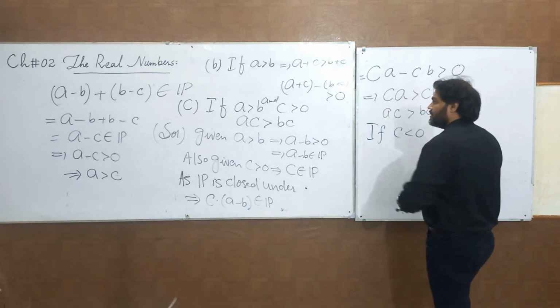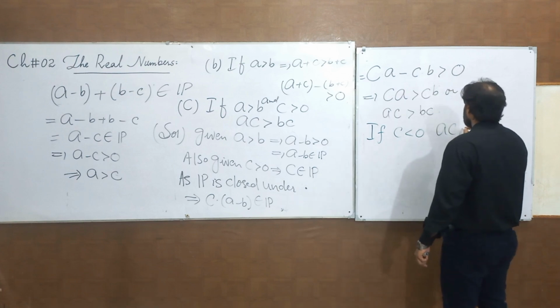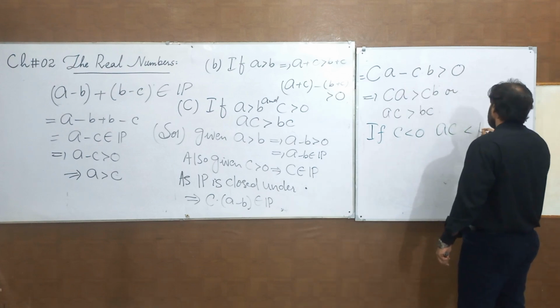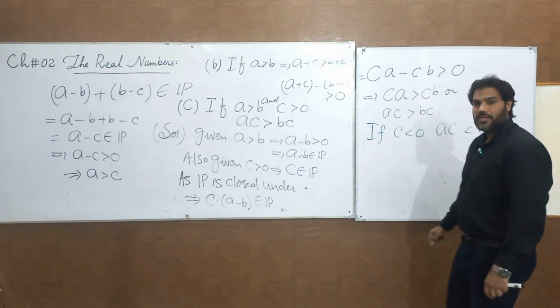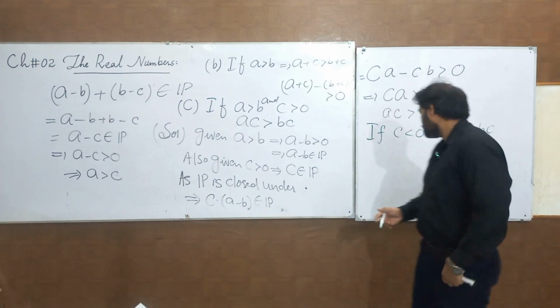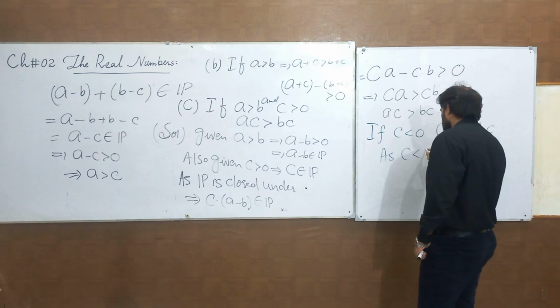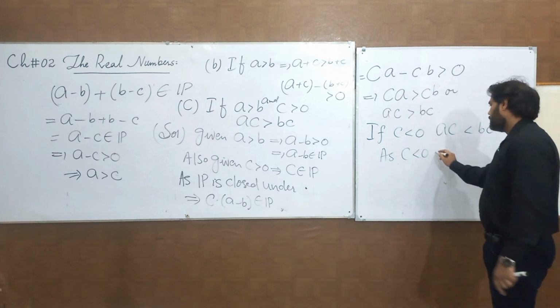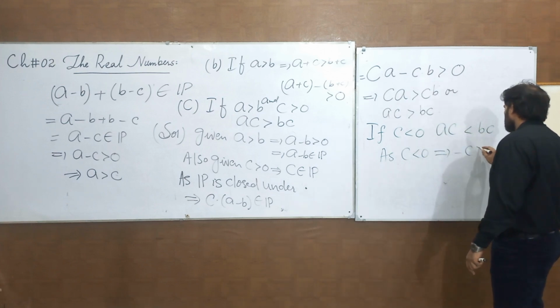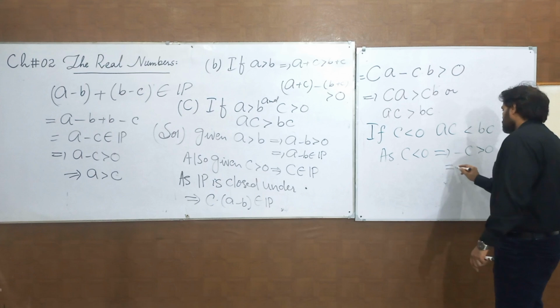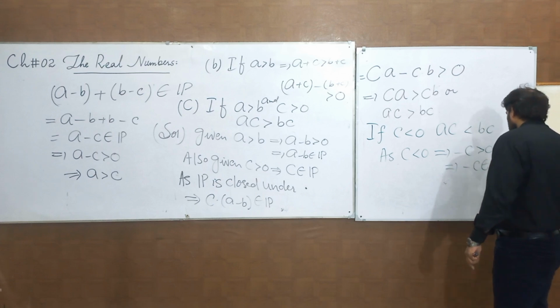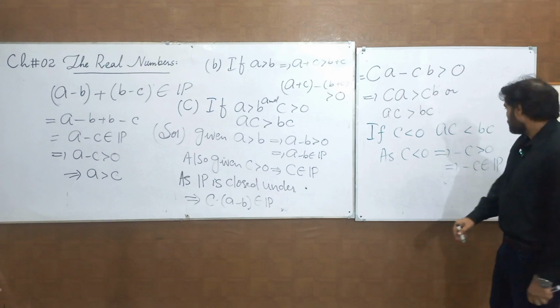then we have to show that AC is less than BC. In this case, the sign of inequality will change. As C is less than 0, it means C is a negative number. This shows that minus C is greater than 0. This implies minus C is an element of P.